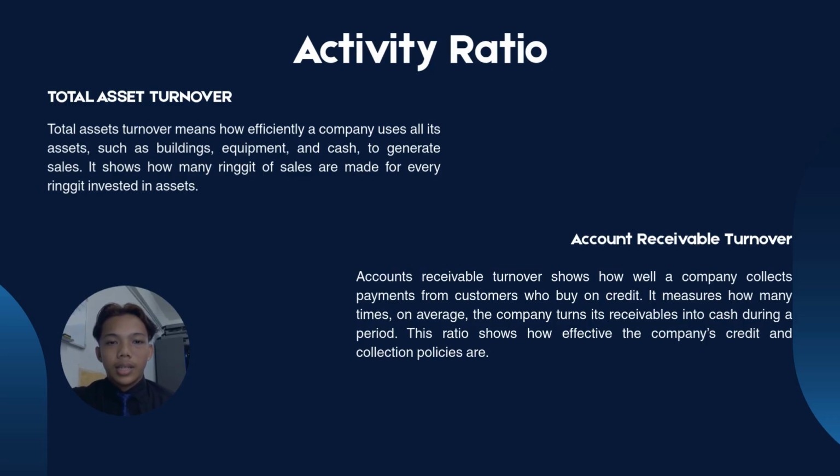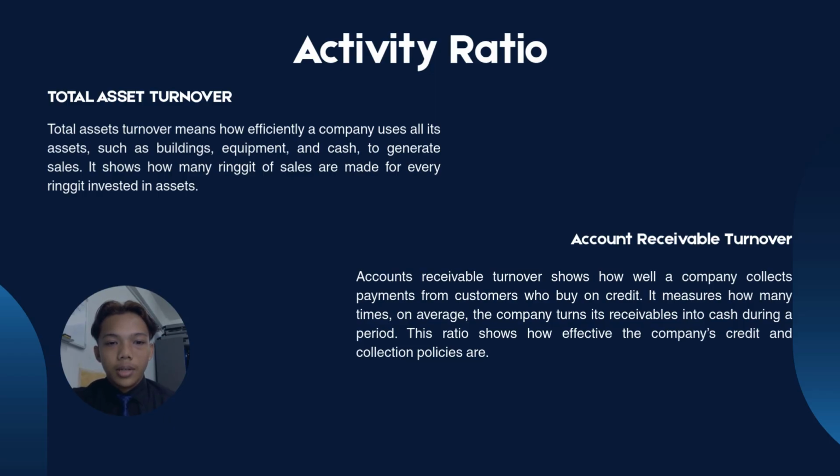For total asset turnover for Ideal Capital Berhad, it shows as 0.05. For interpretation, the company's total asset turnover ratio of 0.05 indicates that for every RM1 invested in assets, only RM0.05 is generated in sales. This reflects low asset utilization efficiency and suggests room for improvement in managing assets.